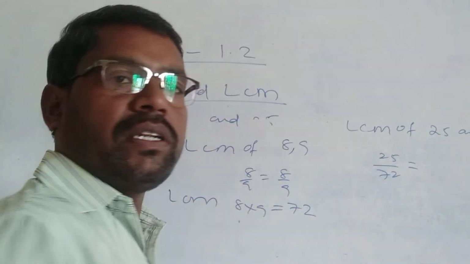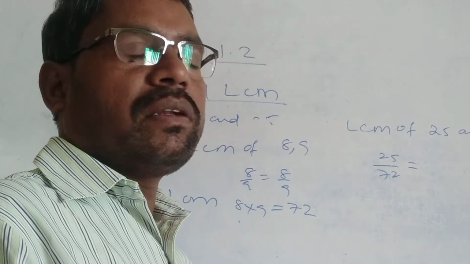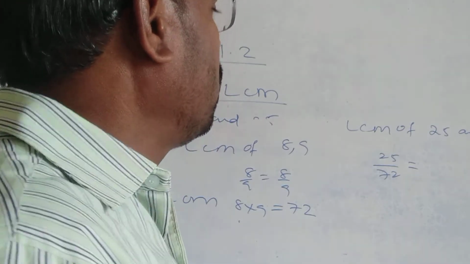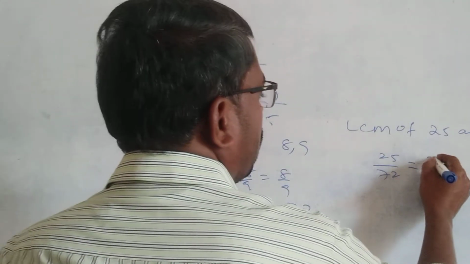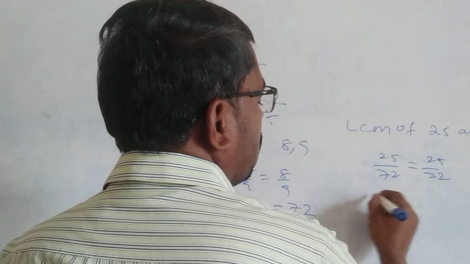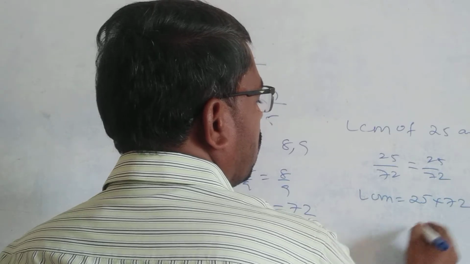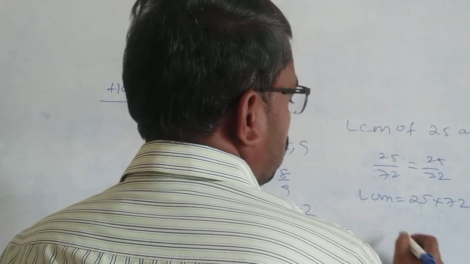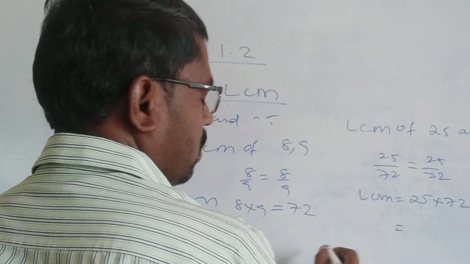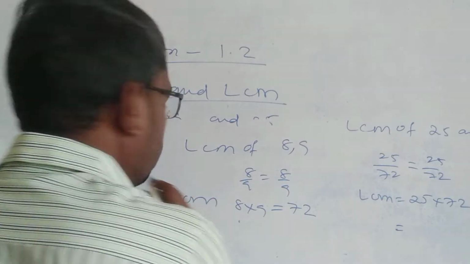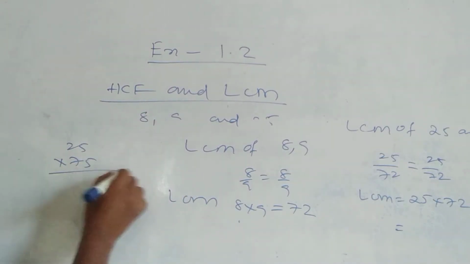Is there any common factor for 25 and 72? We can test it using the tables. No, there is no common factor. You can test. No, not getting. 25 by 72 only. You can take the LCM is equal to 25 into 72. So what is the answer? You can take like this, 25 into 72, we can multiply 72.